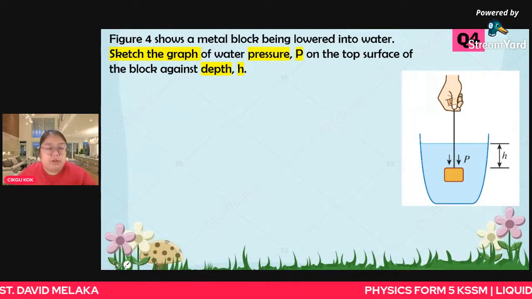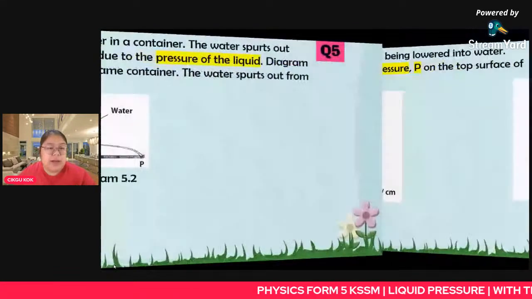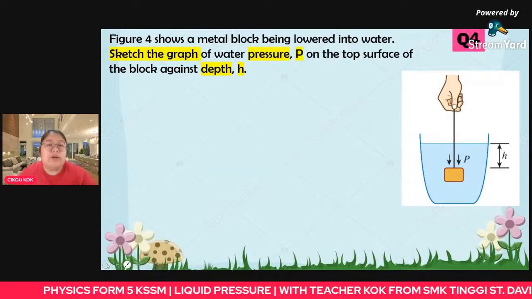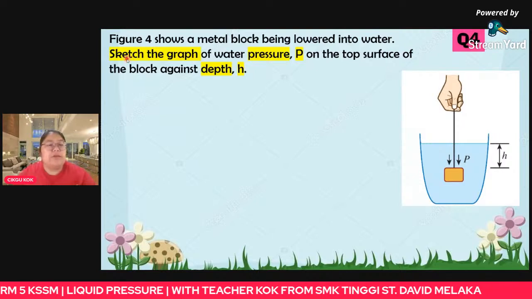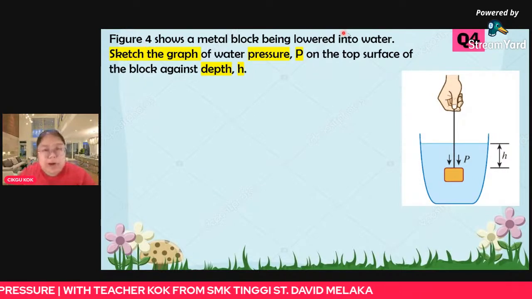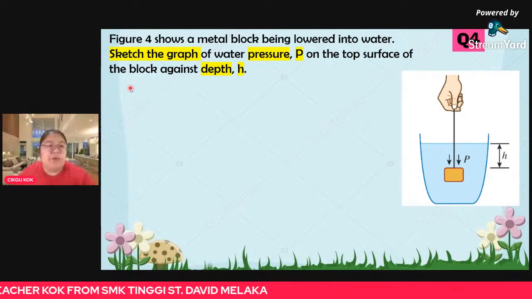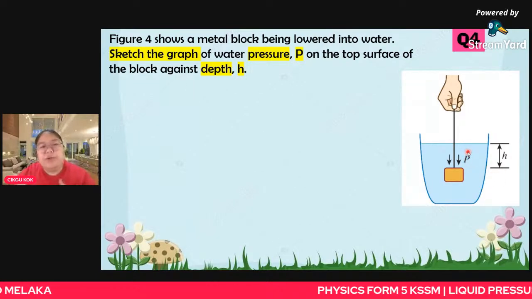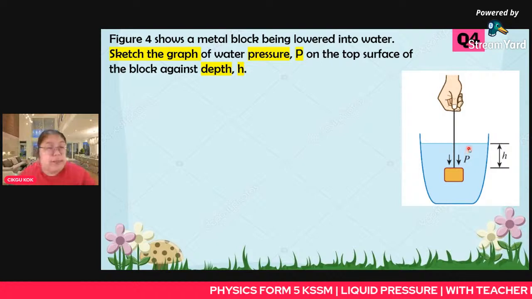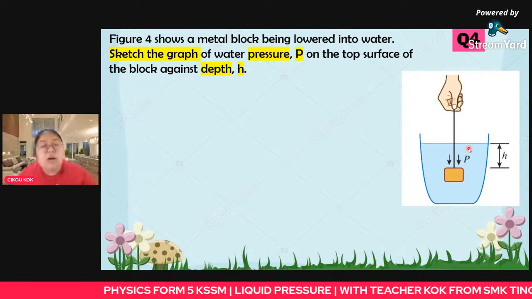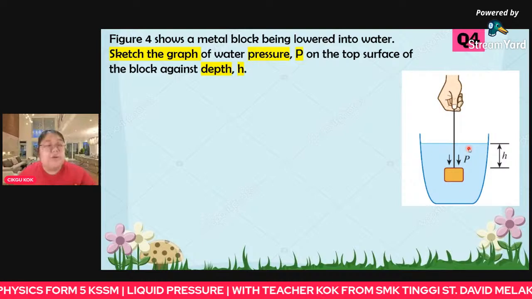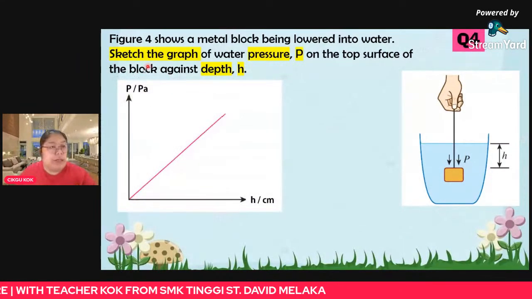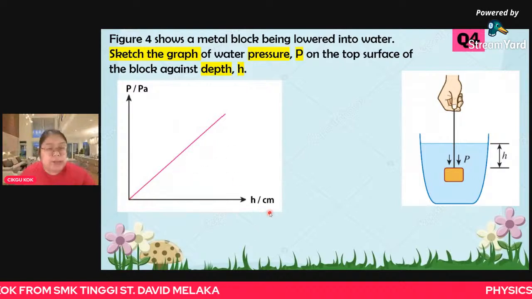Then we continue to this question. Sorry, my answer came already. This one, they ask you to draw. From here you need to sketch the graph of the water pressure on the top surface of the block against the depth. This one is the depth. When the depth increases, that means you make the block go down more, and you find the pressure higher. So the graph should be directly proportional. The pressure will keep increasing when the h is increasing.